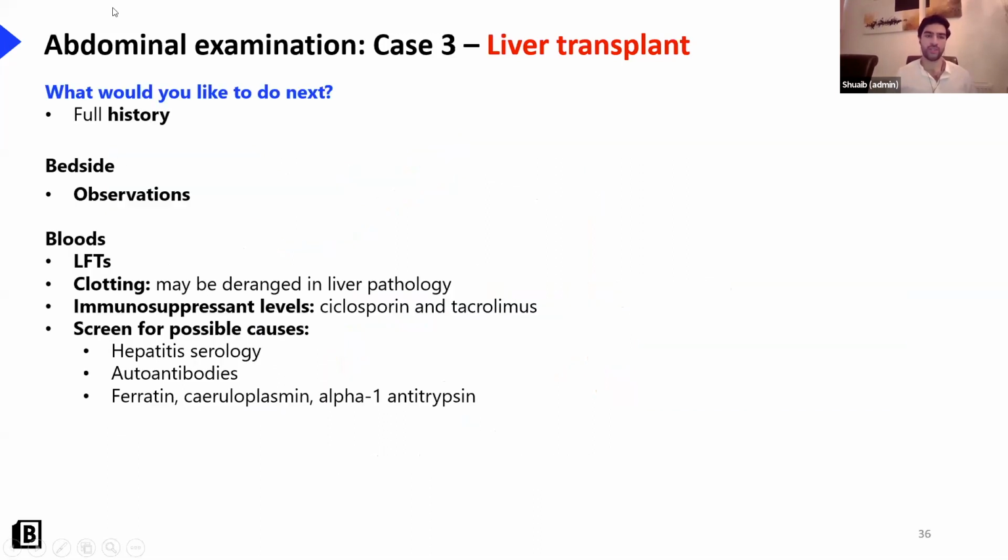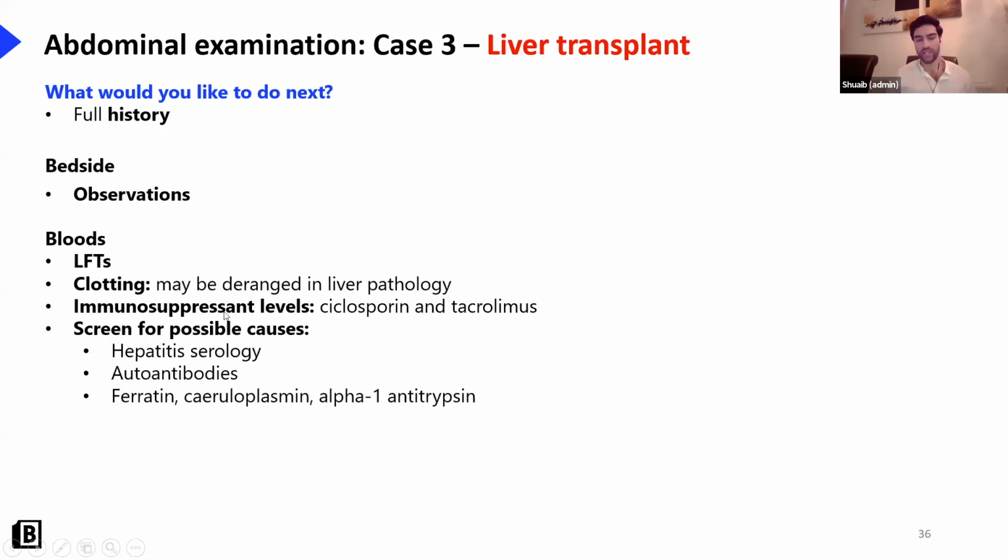So what would you like to do next? Always start off with a full history, okay? You're going to get so much information. You can literally just ask the patient, what was the cause of your liver transplant? So full history is the most important thing. Bedside observations, you always want a full set of observations, and then blood tests. Liver function and clotting. So these will give you an idea as to how well the transplant is functioning.